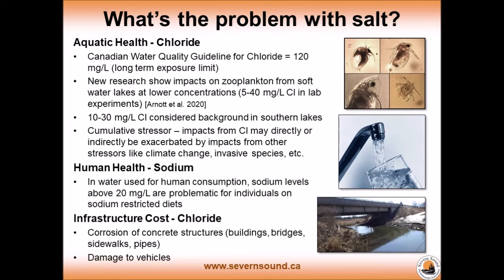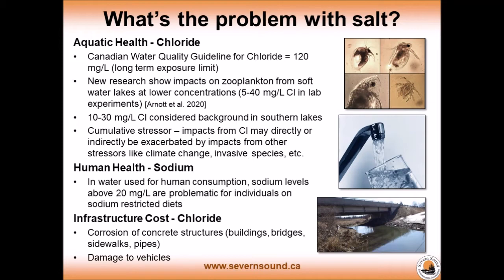So to give some context, in Southern Ontario, the background for most lakes would be 10 to 30 milligrams per liter, and this will help when we get into some results a bit later on. Another thing to consider is that chloride concentrations may act as a cumulative stressor. So the impact from chloride may actually directly or indirectly be exacerbated by impacts from other stressors, for example, climate change or invasive species.